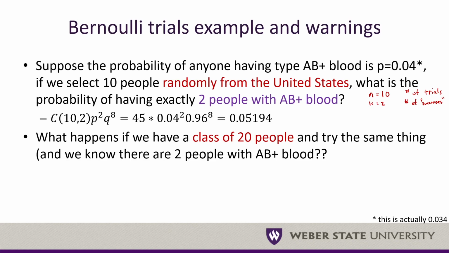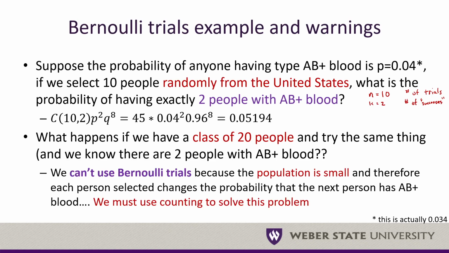So what happens here? Well, one of the things that happens is we can't use Bernoulli trials. We have the hammer, and now we're given the screw that we're supposed to affix, or to put properly here. When I have small populations, what happens if I take one, if I know something about the population? For example, here I know that I have a probability of 0.1 of a single individual having AB positive blood.